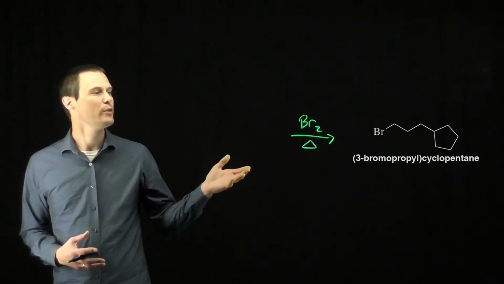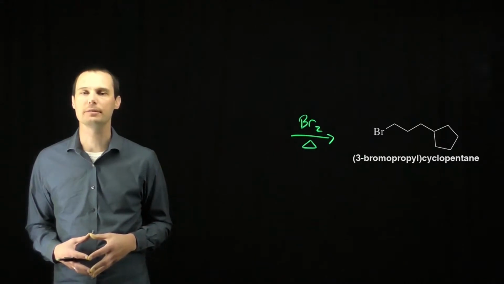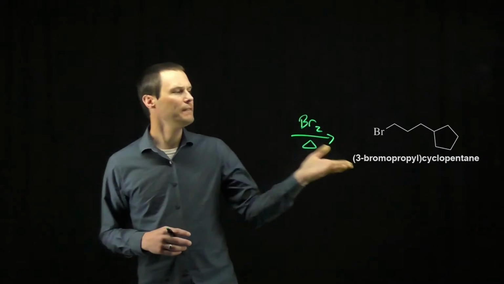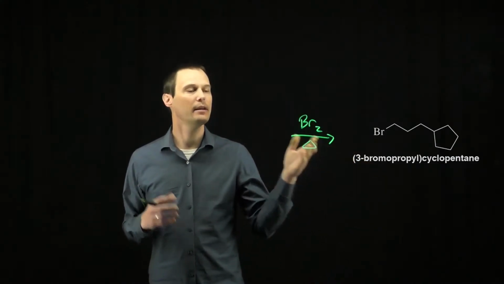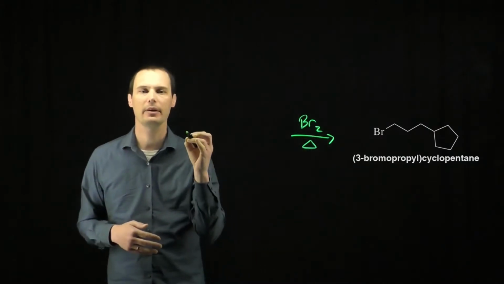This question asks us whether or not it's possible to form a primary haloalkane under radical halogenation conditions. The answer is no, it is not possible. Let's take a look at why. If I wanted to form this alkyl halide under radical halogenation conditions, I'd need to start with an alkane. Let's take a look at what that alkane would look like.